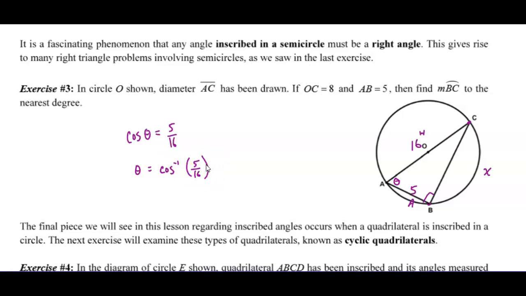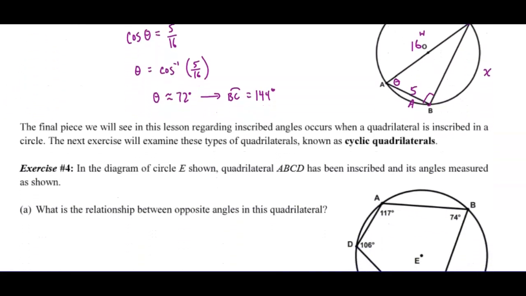Okay, if I do inverse cosine of 5/16, I'm getting approximately 72 degrees. And so that tells me that arc BC must be double that, which is 144 degrees. All right, so trig, Pythag, those things haven't gone away.